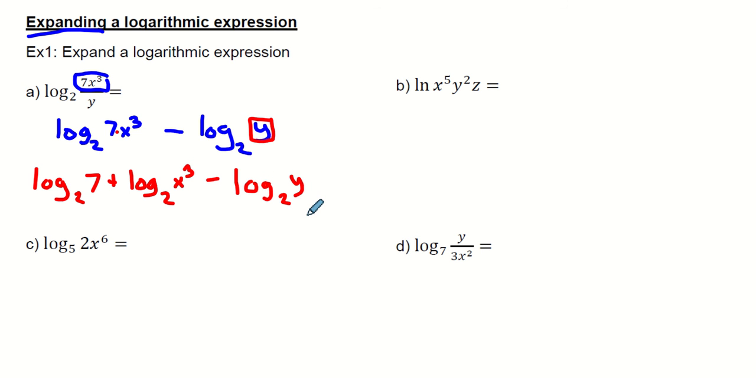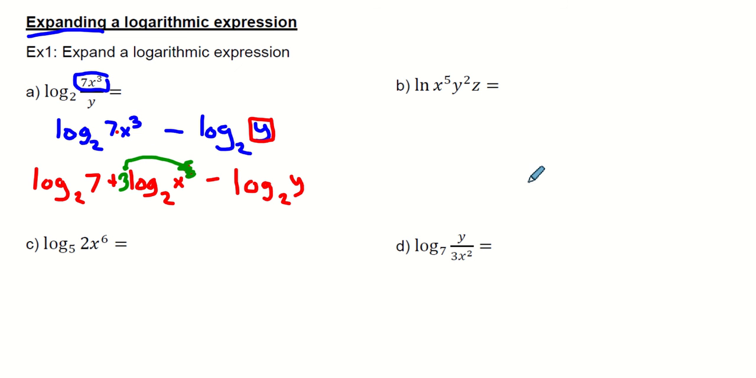We're still not finished because this one has an exponent. And so we can take that exponent and bring it to the front. And so I'm just going to go ahead and write that in rather than rewriting the whole thing. So that 3 goes away from here and just moves up to the front. So your final answer would be log base 2 of 7 plus 3 log base 2 of x minus log base 2 of y. And so you're kind of using all the principles in one problem here. Notice we made division become subtraction, multiplication became addition, and then the exponent jumped out to the front.